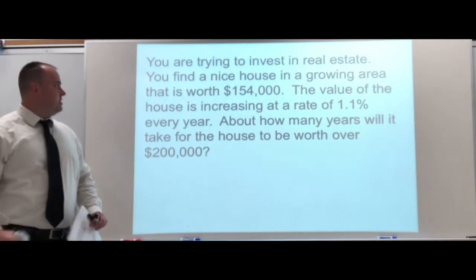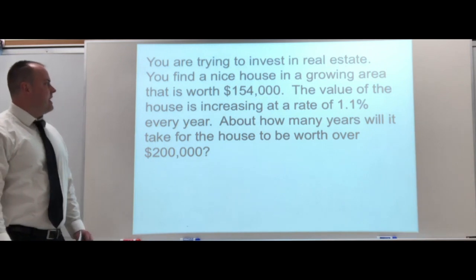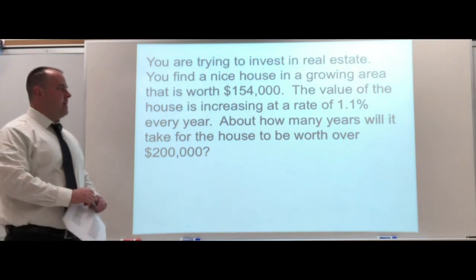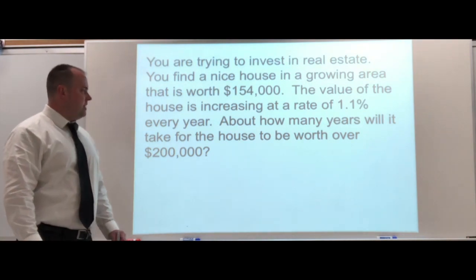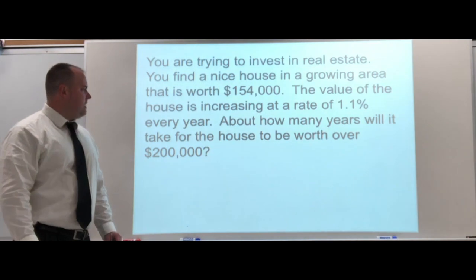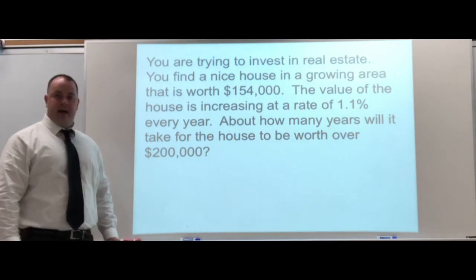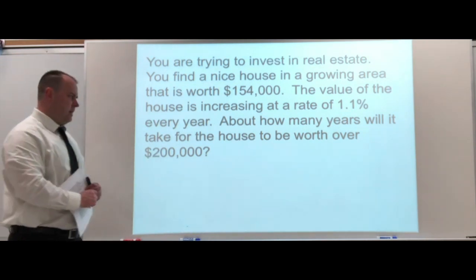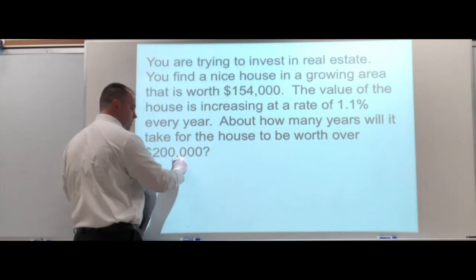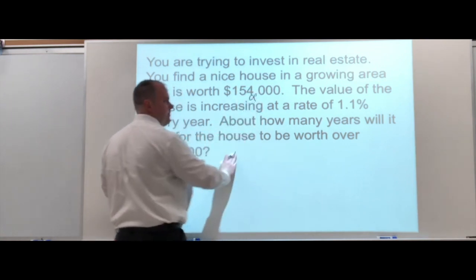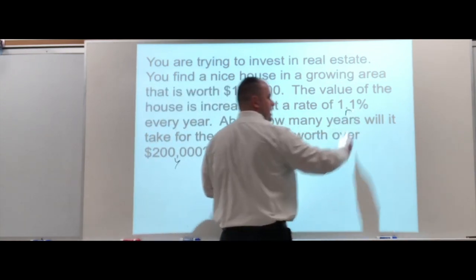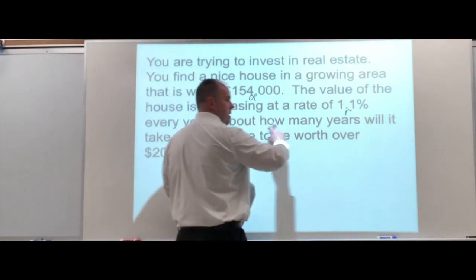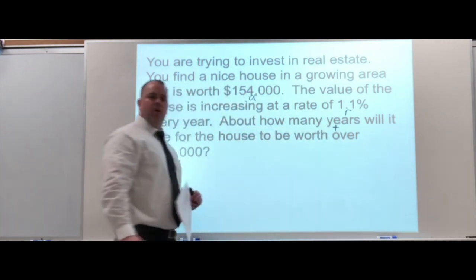You're trying to invest in real estate. You find a nice house in a growing area that is worth $154,000. The value of the house is increasing at a rate of 1.1% every year. About how many years will it take for the house to be worth over $200,000? So we're looking for it to end up at $200,000. So that's what our Y is, that's what we're looking for. Our A is our starting amount. Our rate here is 1.1%, and the question we're looking for, about how many years, we're looking for our time.